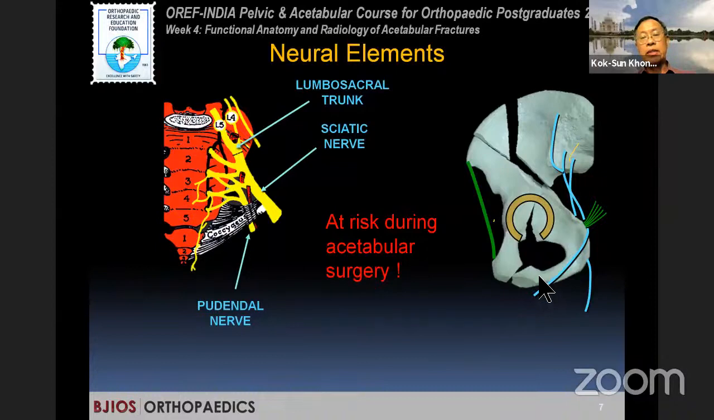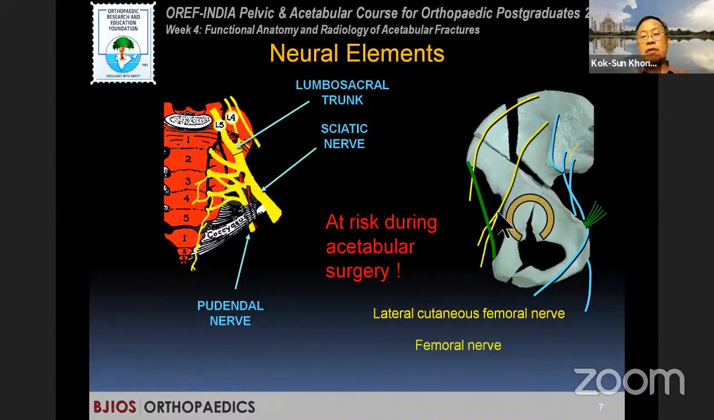But more important anteriorly is the lateral cutaneous nerve of the thigh, which is just sitting above or under the origin of the inguinal ligament. As you do an ilioinguinal approach, you must look for this nerve. If you damage it, it may cause meralgia paresthetica. Then you have the femoral nerve that sits on top of the iliopsoas. And again, these are a danger if you're doing approaches to the anterior wall.